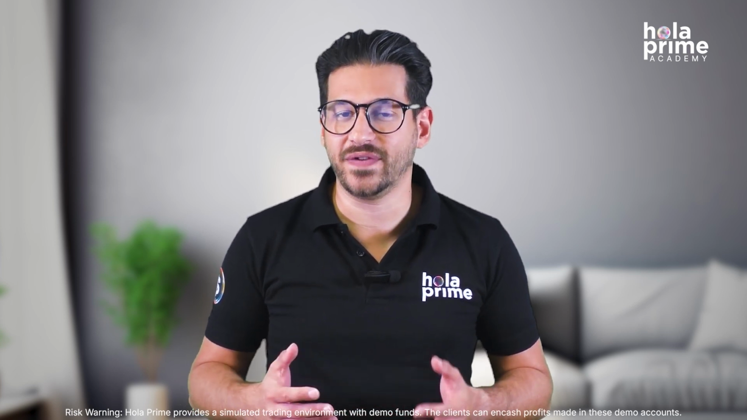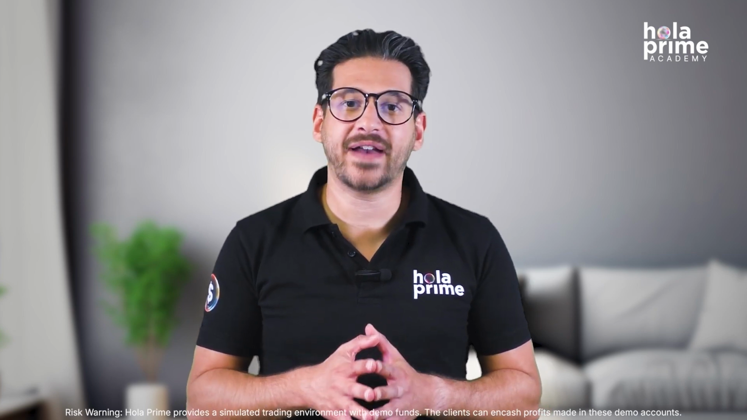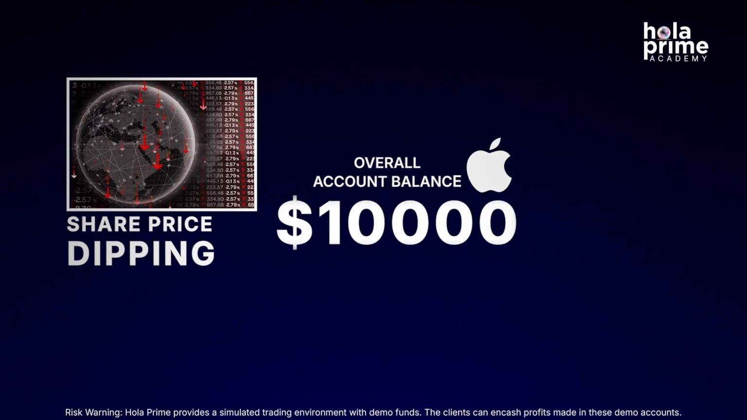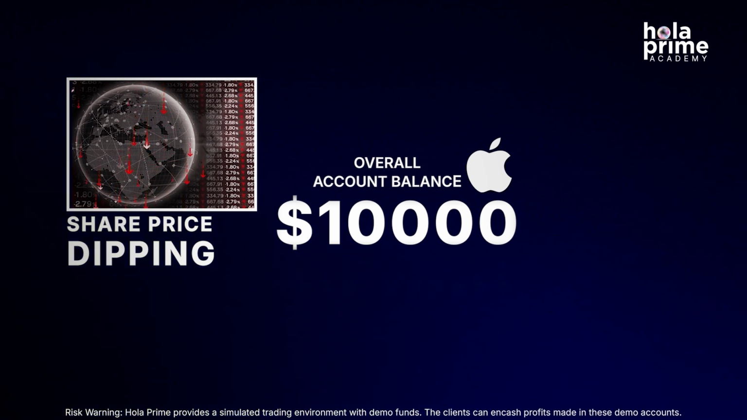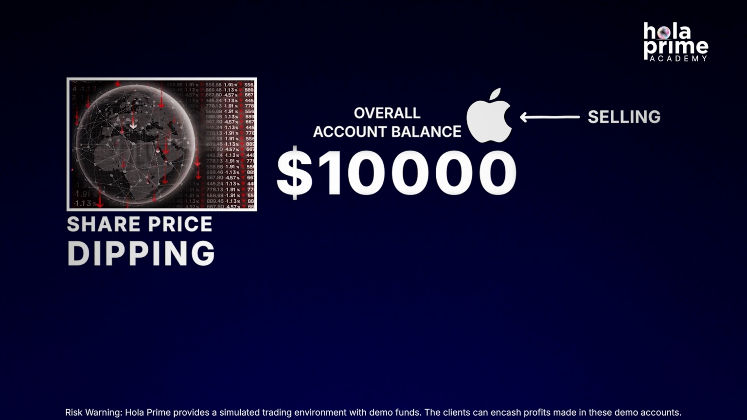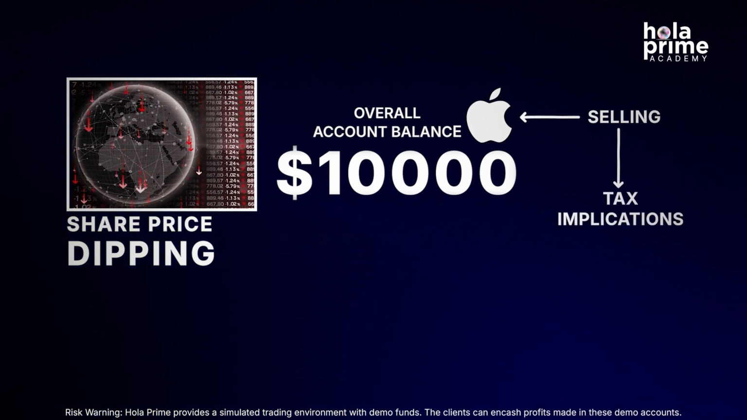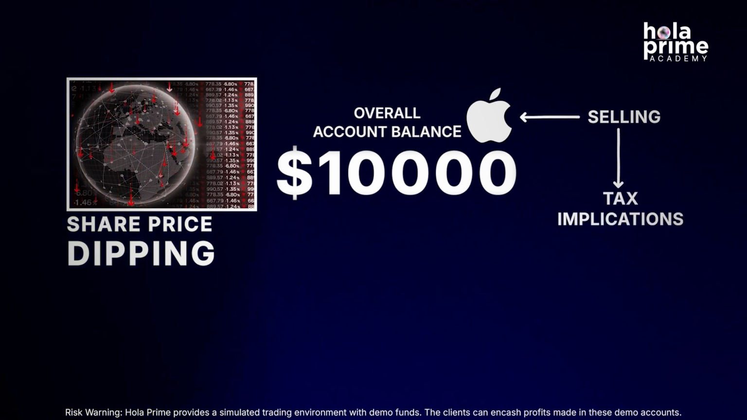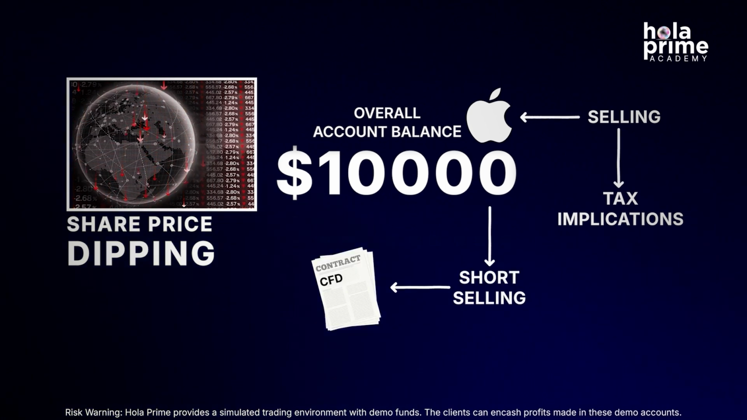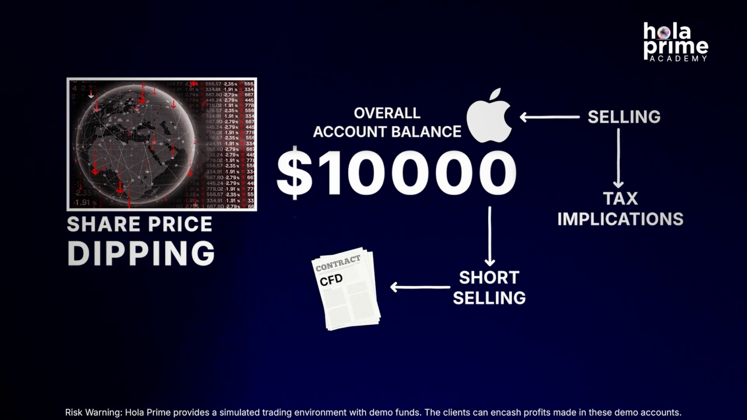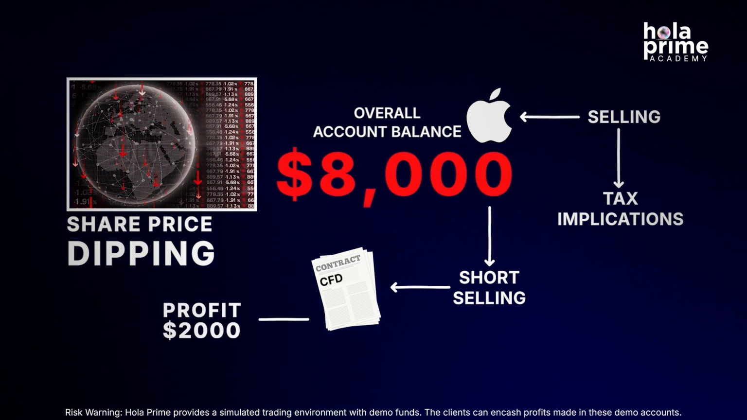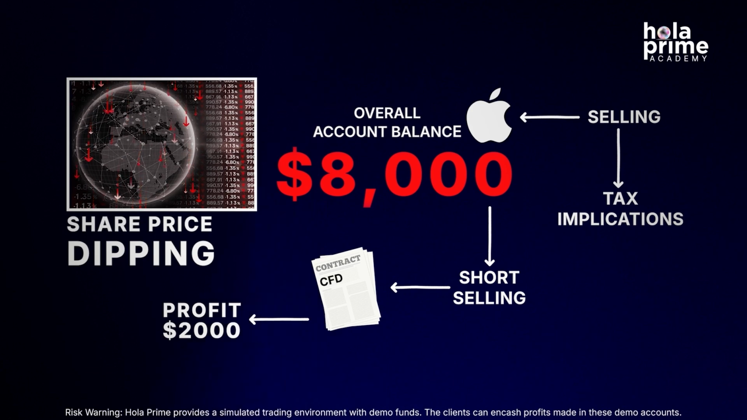Let's break this down with an example. Imagine you have a substantial investment in Apple stocks. Recent market news has you a bit worried about the share prices taking a dip in the near future. Instead of immediately selling your Apple stocks, which might come with tax implications, you can opt for a different approach. You can choose to short sell the Apple stock CFD. If, as anticipated, the price of the stock does indeed fall, the loss in your share portfolio will be offset by the profit from the CFD position.